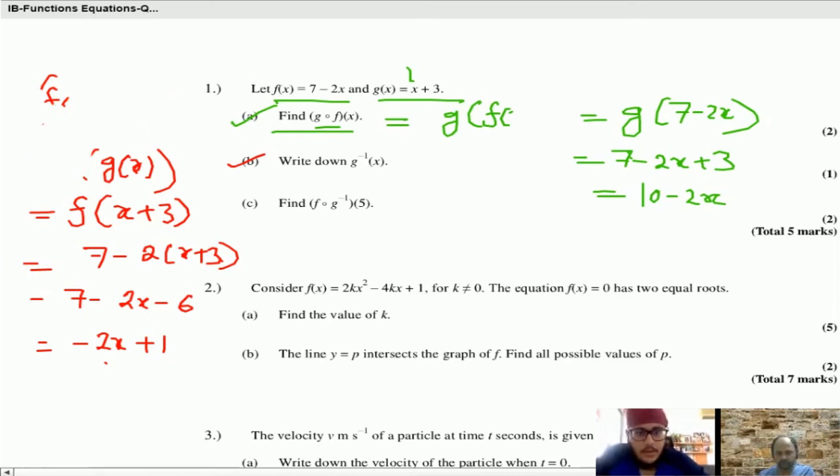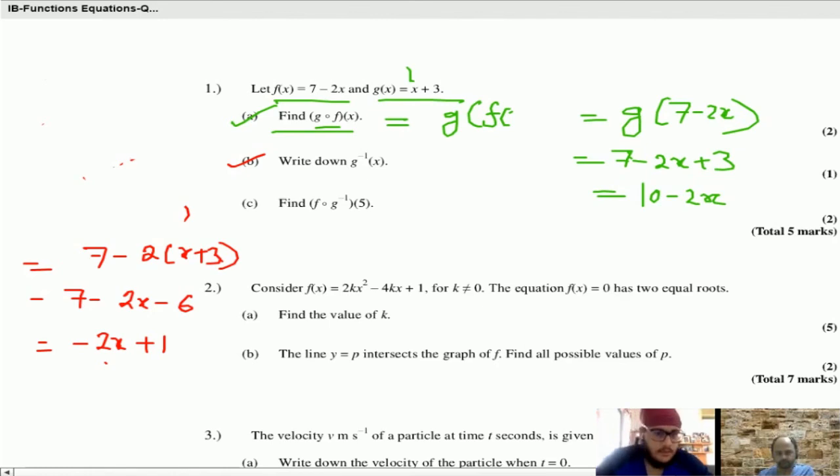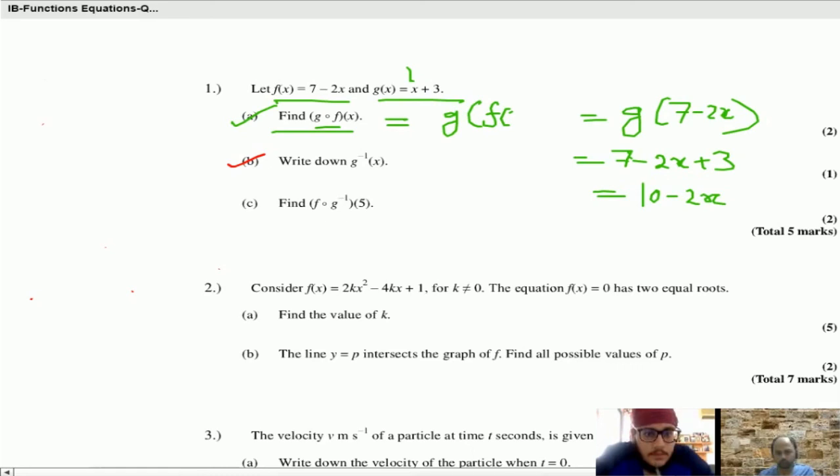The value of g of x is x plus 3. So we have to find its inverse. G inverse has a special meaning. G inverse of x has a special meaning. So how are we supposed to find this?